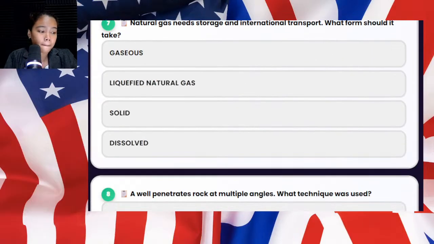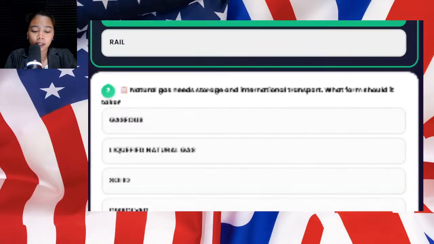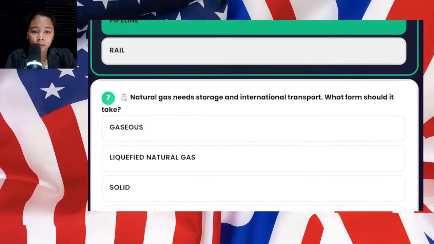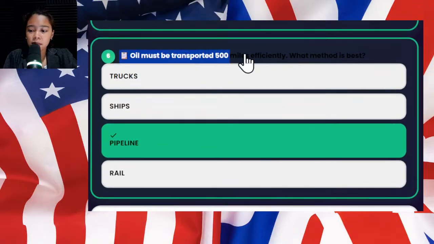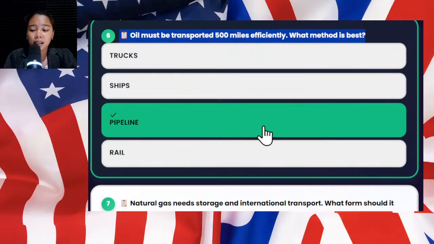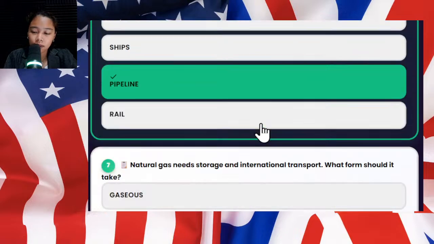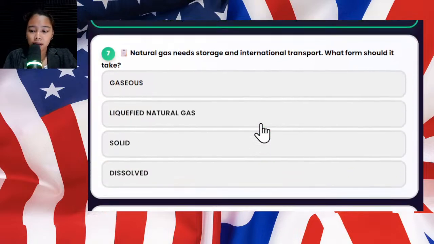Number 7. Oh no, for a moment, I think my PPT is cropped. Okay, this one. Again, oil must be transported 500 miles efficiently. What method is the best? That is pipeline. Okay, we move on to number 7.